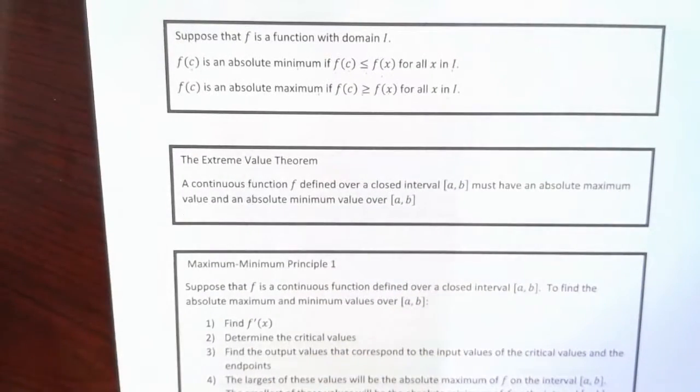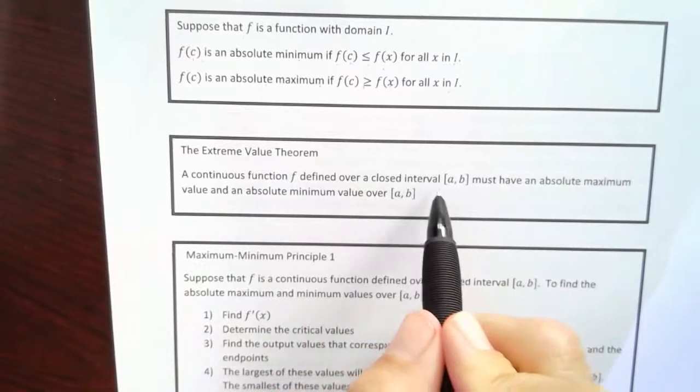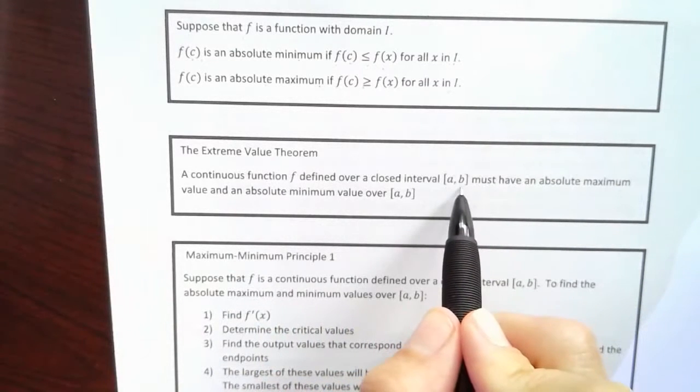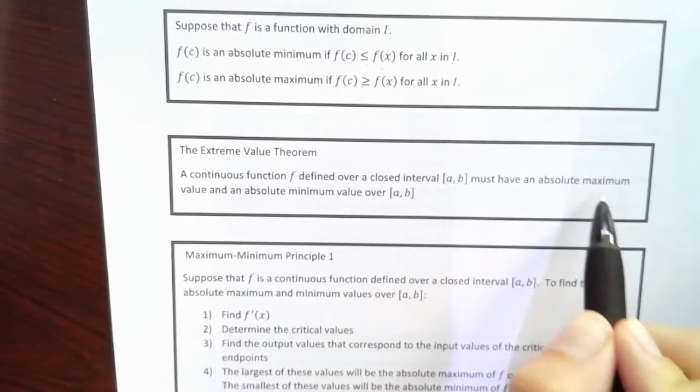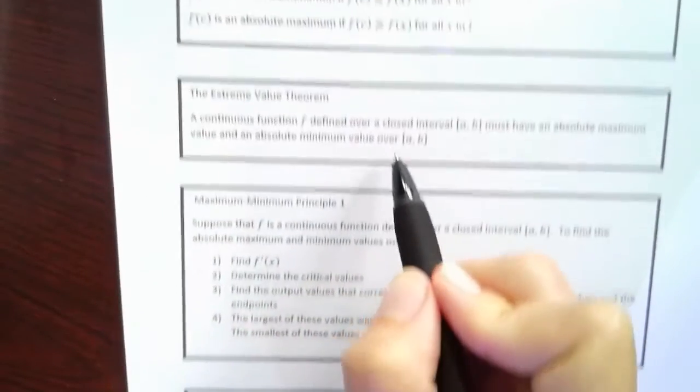The extreme value theorem says that if I've got a continuous function f and it's defined over my closed interval beginning at a, ending at b, including the endpoints, that's what closed is, it must have an absolute max value and an absolute min value on the interval.